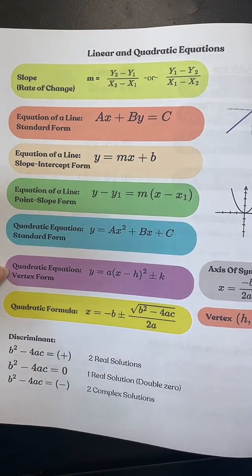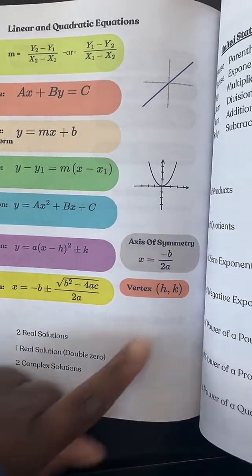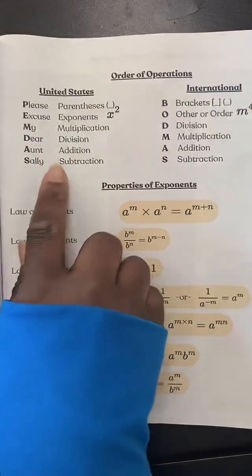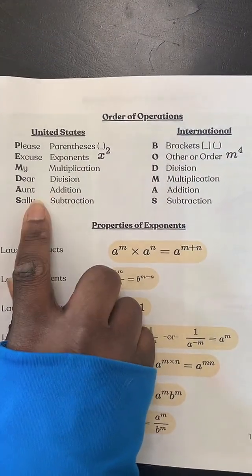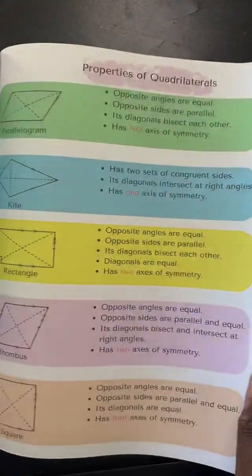We're also looking at the standard form for quadratics. Okay, this is what vertex form looks like. Hey, this looks familiar. Axis of symmetry. And then our vertex form. Then we also have the order of operations, not only in the US, but also internationally. Their properties of exponents.